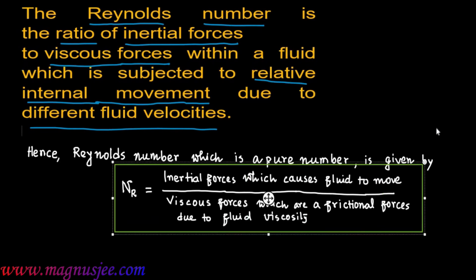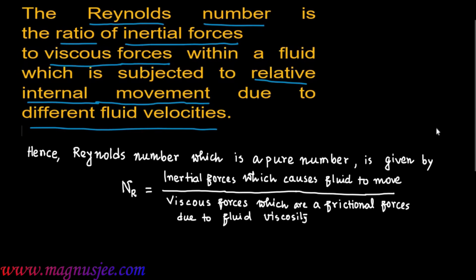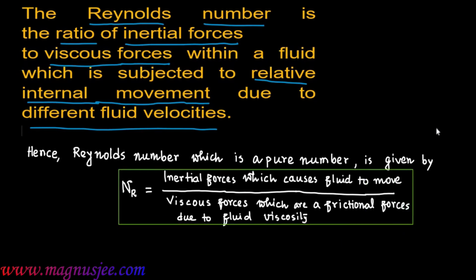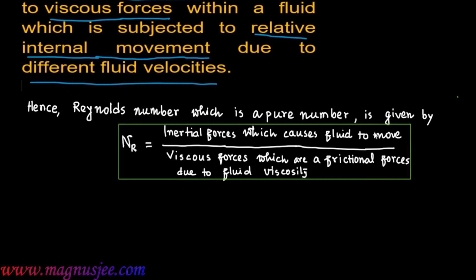Hence, Reynolds number is the ratio of inertial forces and viscous forces acting in different layers of liquid or fluid. NR equals inertial forces divided by viscous forces. Here inertial forces cause the fluid to move in the forward direction, and viscous forces are frictional forces.